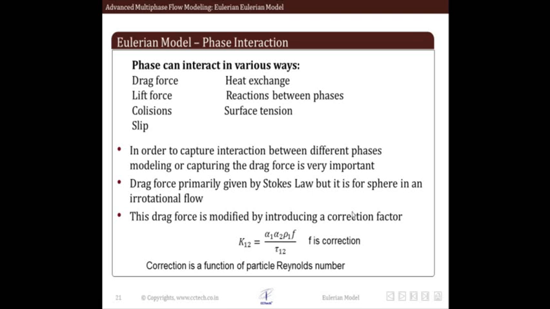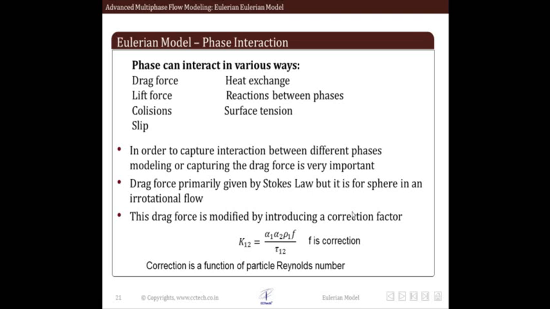The first thing that you have to note is when we solve the Eulerian multiphase model, all the equations are solved for all the different phases that are present. The momentum equation is solved for the continuous phase as well as all the dispersed phases. So once we define phases in our problem, the next important task is to define how the phases interact with each other.